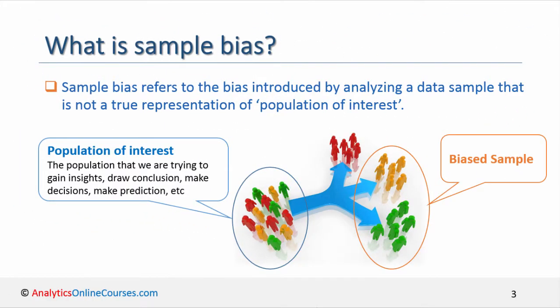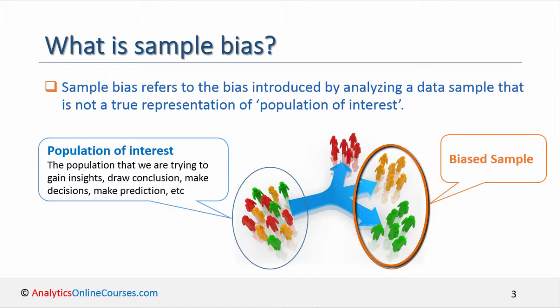What is sample bias? Sample bias refers to the bias introduced by analyzing a data sample that is not a true representation of the population of interest. For example, if we define the population of interest as the three groups of people on the left-hand side of the graph, the two groups of people within the circle on the right-hand side can be a biased sample.